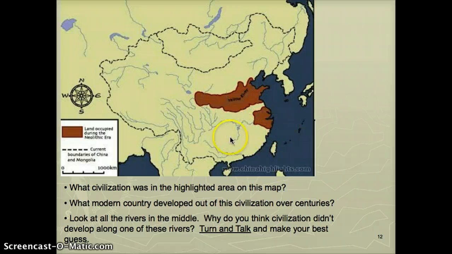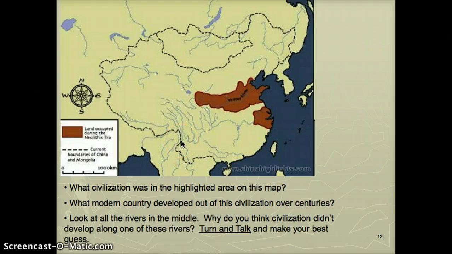Okay, we're back after your turn and talk discussion. Here on slide 12 we have the Yellow River Valley civilization, or what we consider after many centuries China, the modern-day country of China. So China develops out of this region here from the Yellow River Valley civilization. And then hopefully you talked about these rivers here. There's a bunch of other rivers here. Why didn't civilization develop there?